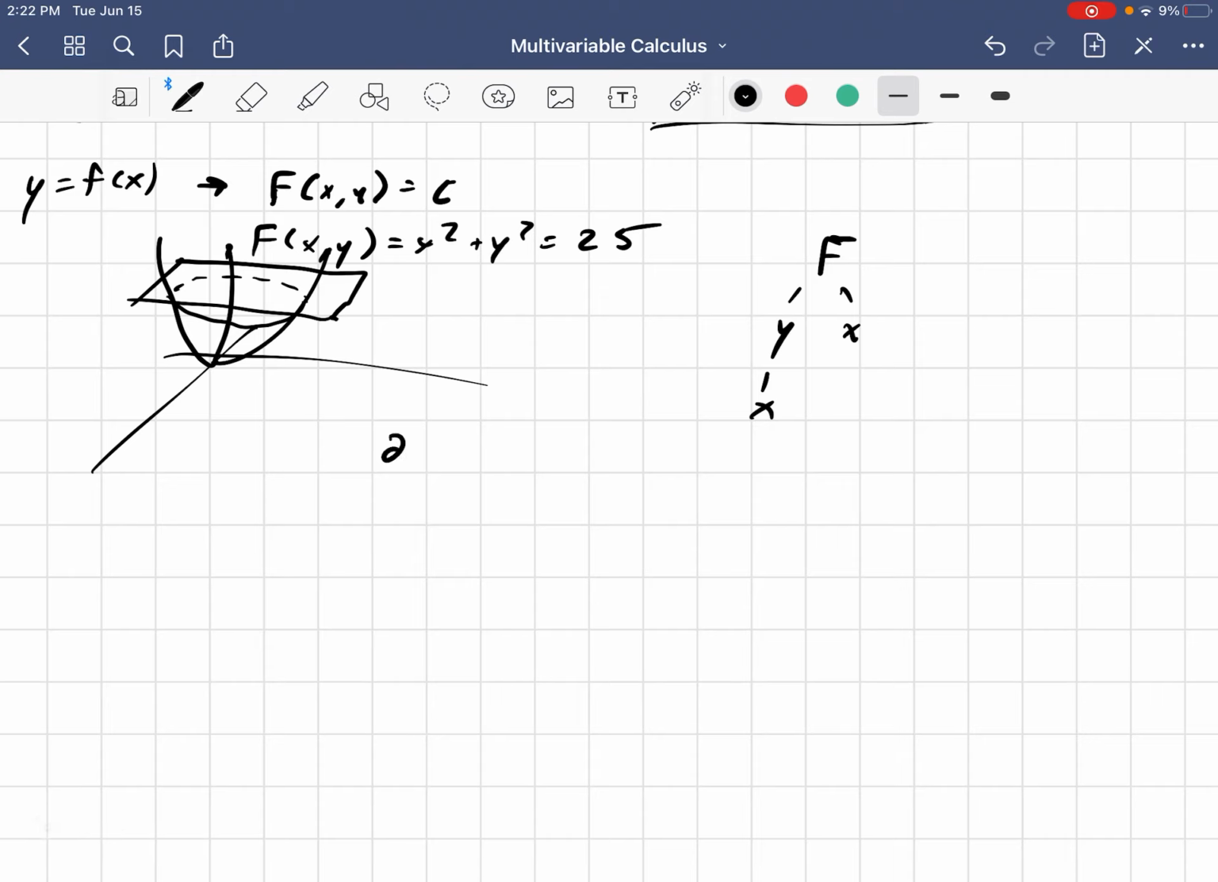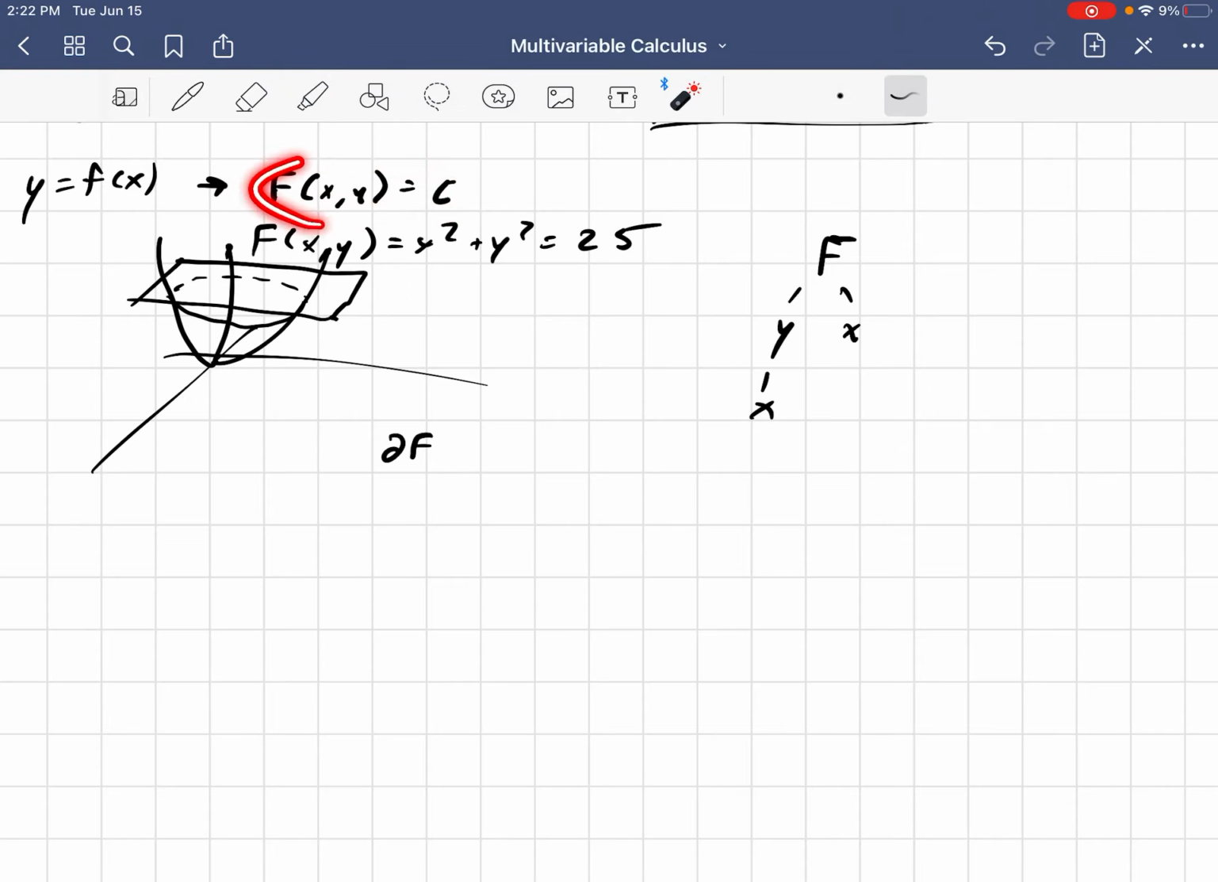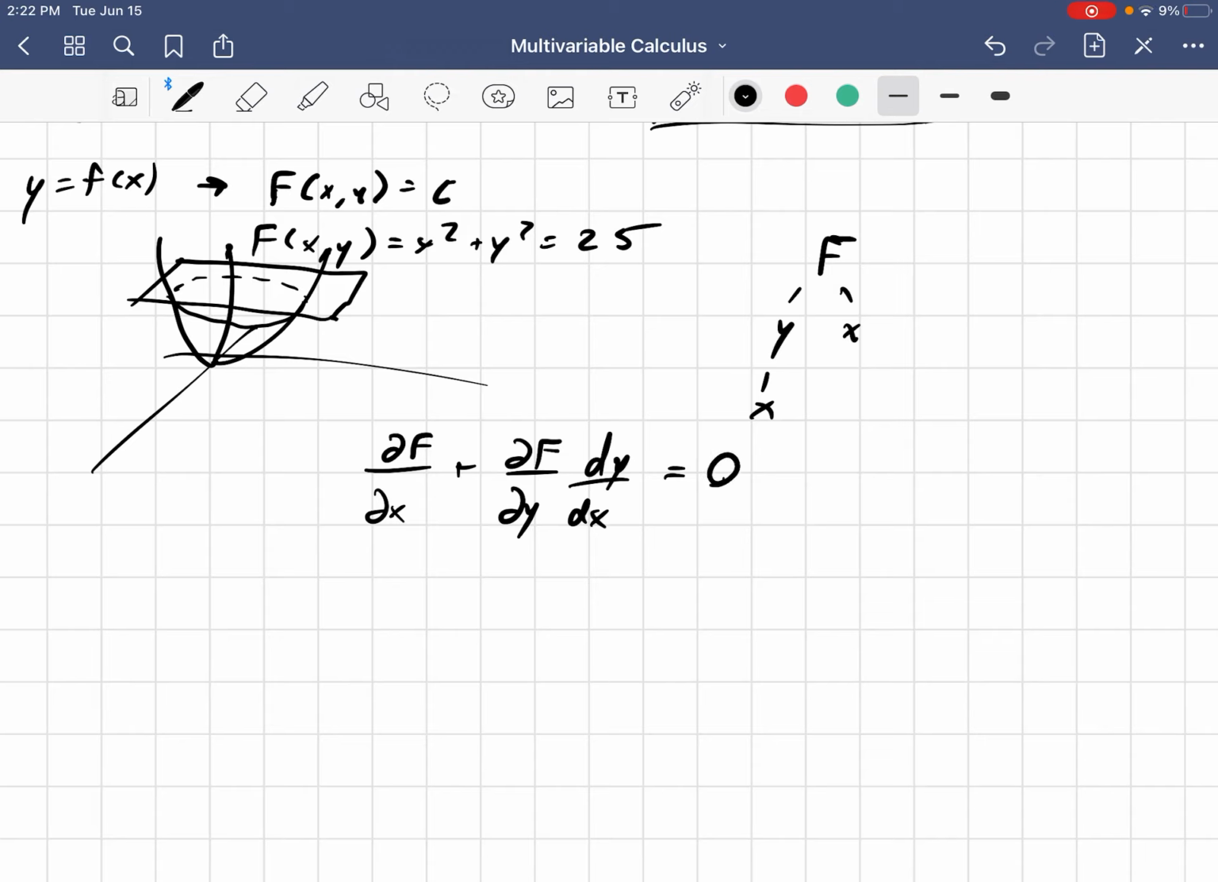So what we get is that if I differentiate this on both sides with respect to x, I get the partial of F with respect to x plus the partial of F with respect to y times dy over dx equals 0. And this is so because of the multivariable chain rule, right? I look at this tree, I say, I'm differentiating with respect to x. So I say, okay, on which branch can I go?